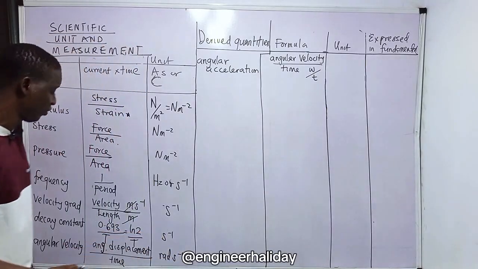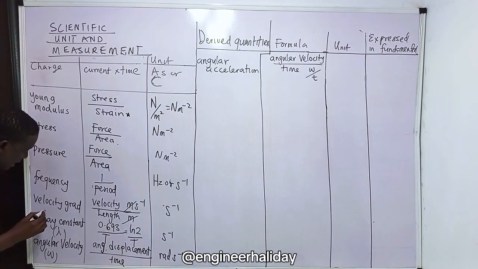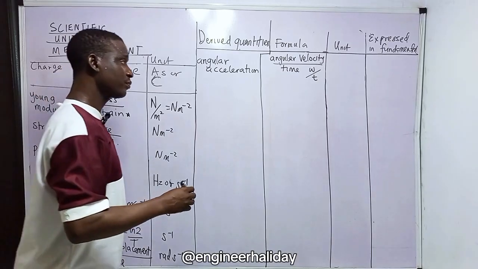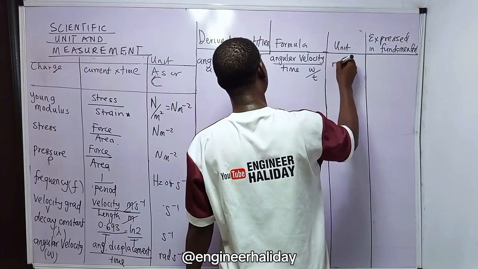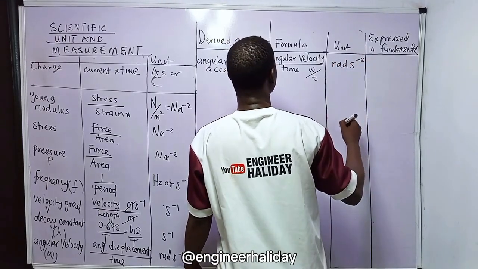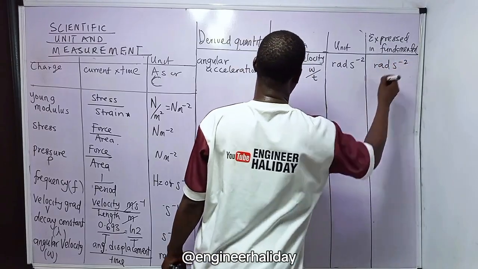Don't forget, angular velocity is written as omega. Decay constant has its own symbol. Velocity gradient you can write as v grad. Frequency has its symbol. The pressure is p, as the case may be. Angular acceleration has the unit rad per second square. You see from that, the unit expressed in fundamental is rad per second square.